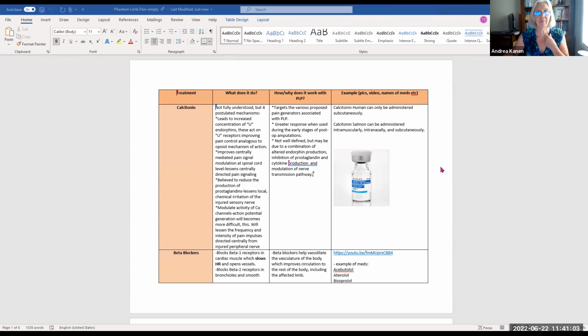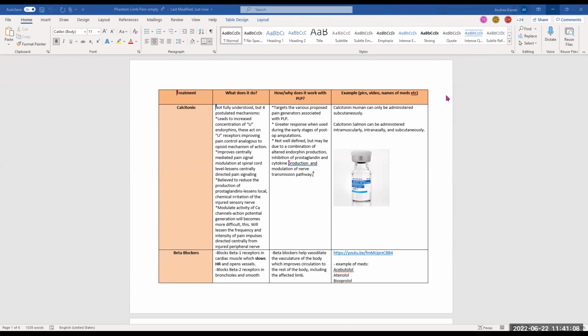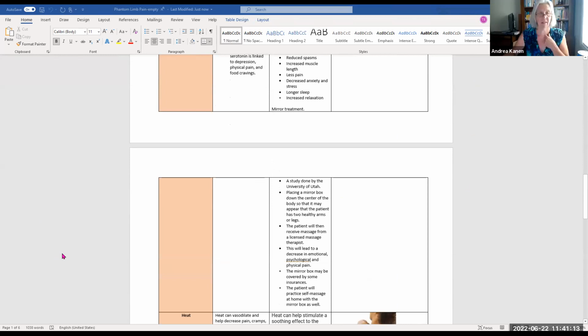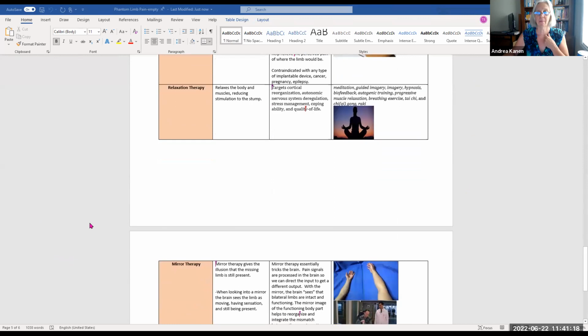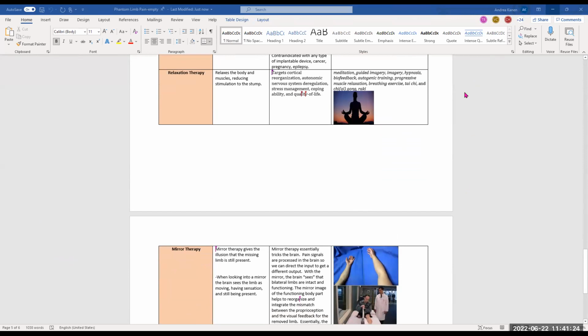I can do relaxation therapy since there's not too much to say, except for examples. Okay. Well, I think that was somewhere down here. Okay, great. Okay. So basically relaxation therapy, I forget what the first box asks for, but it relaxes the body and muscles and this helps to reduce the stimulation to the stump or wherever, you know, which body part was amputated.